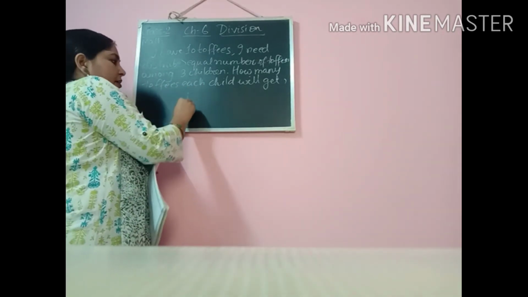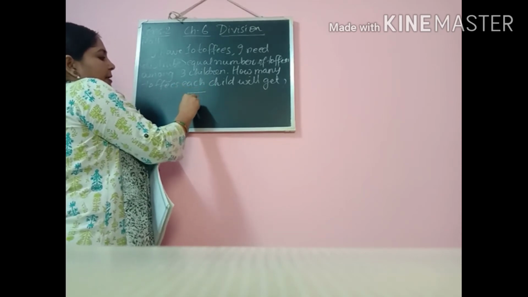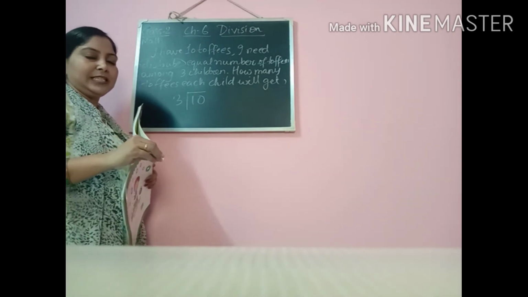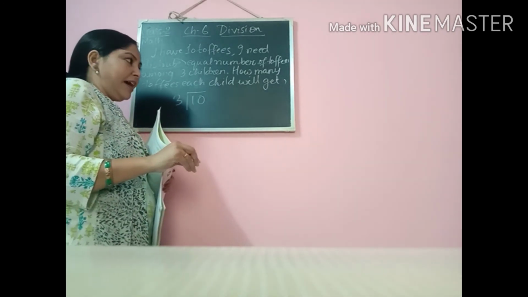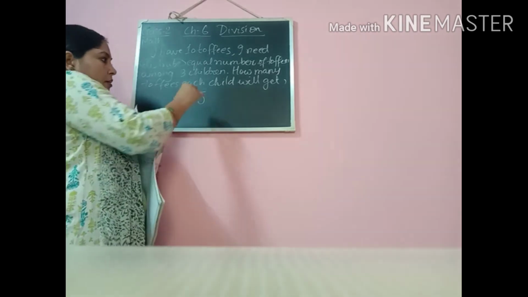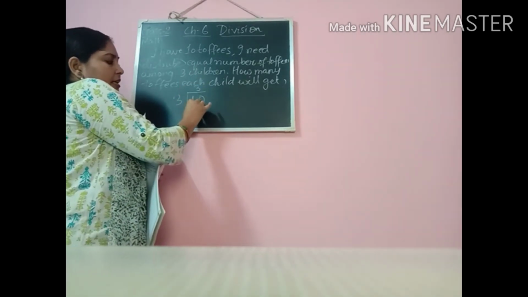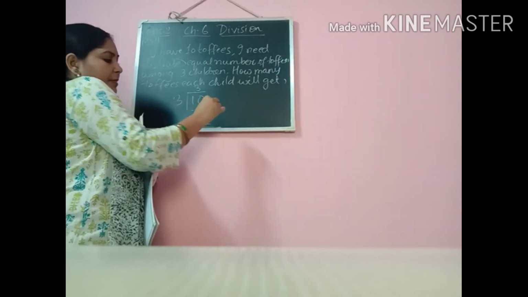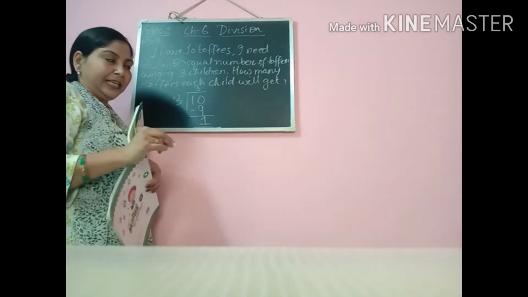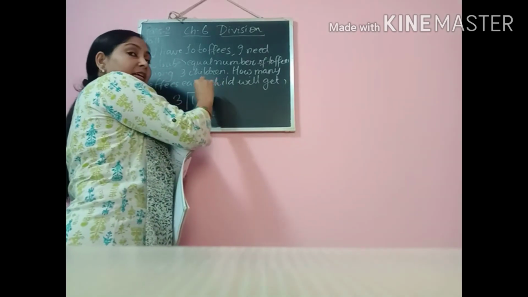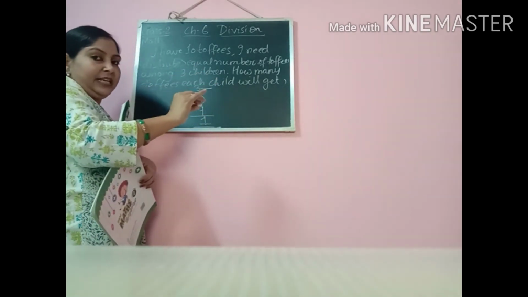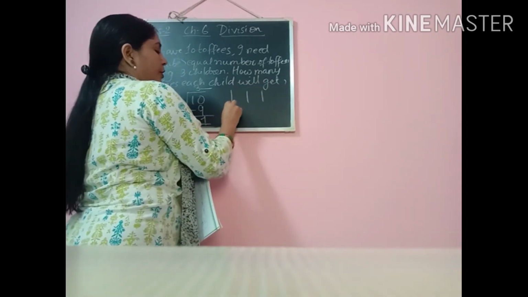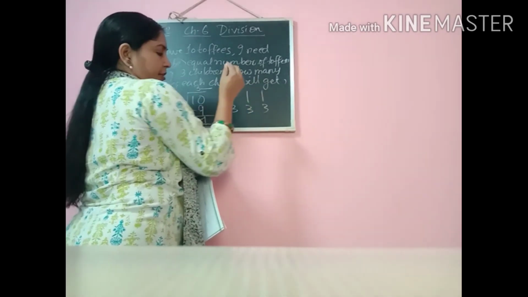So same way here, what I am going to do is, I will be dividing 10 by 3 and we know that in 3's table 10 does not come. So we have to bring a closer number. So we will say 3 3s are 9 and 1 is remaining. It means that 3 toffees each child will get. All the 3 children are going to get 3 toffees.